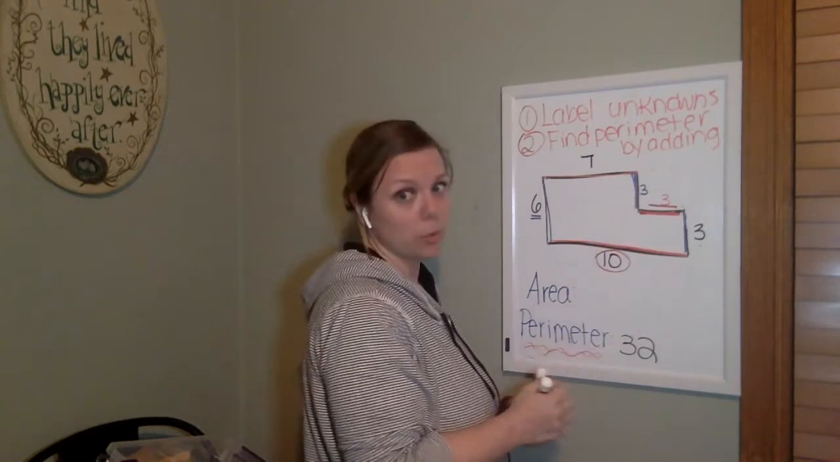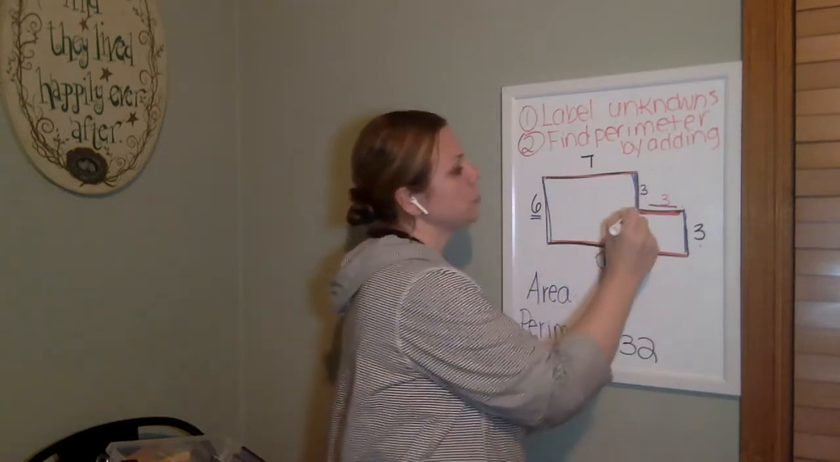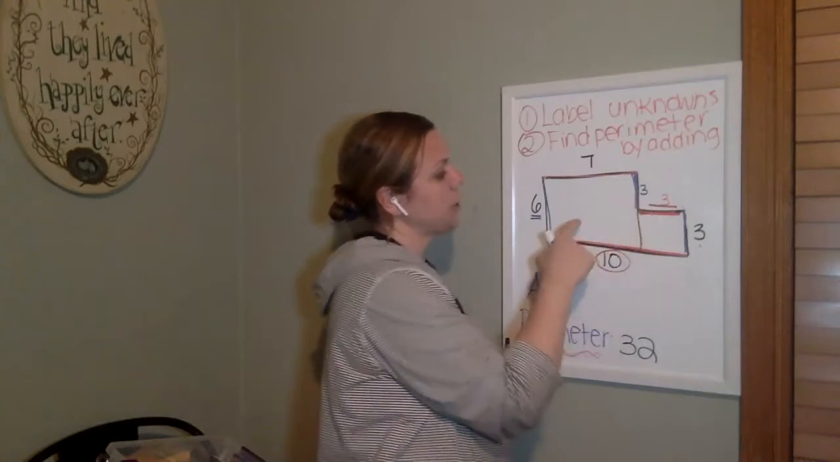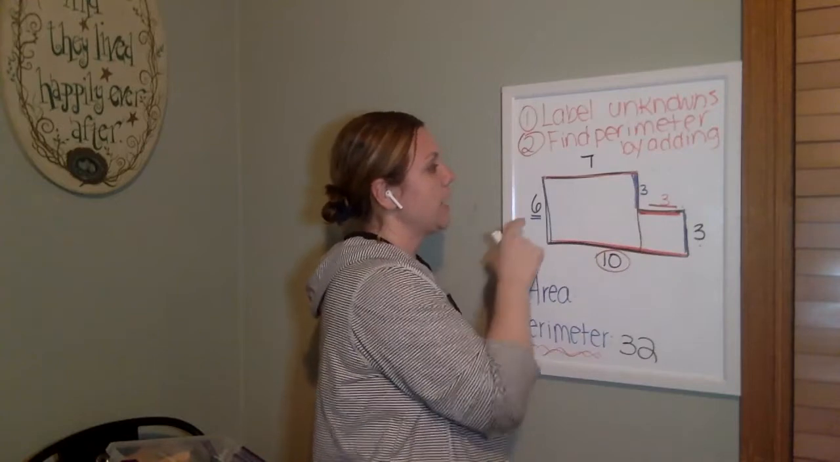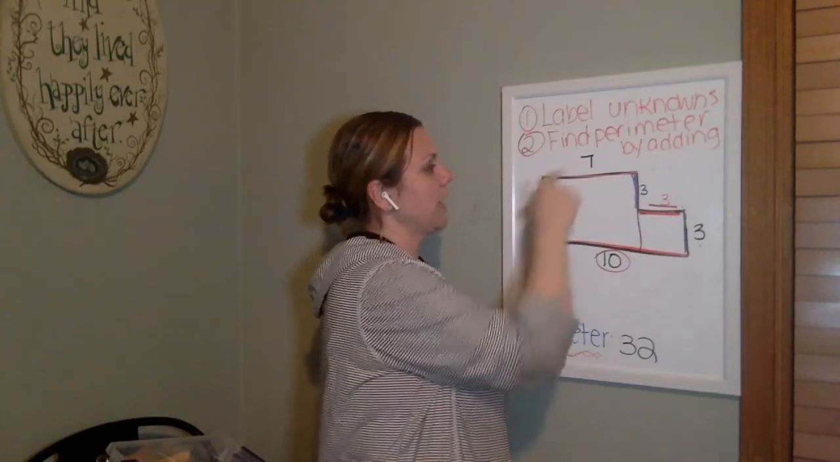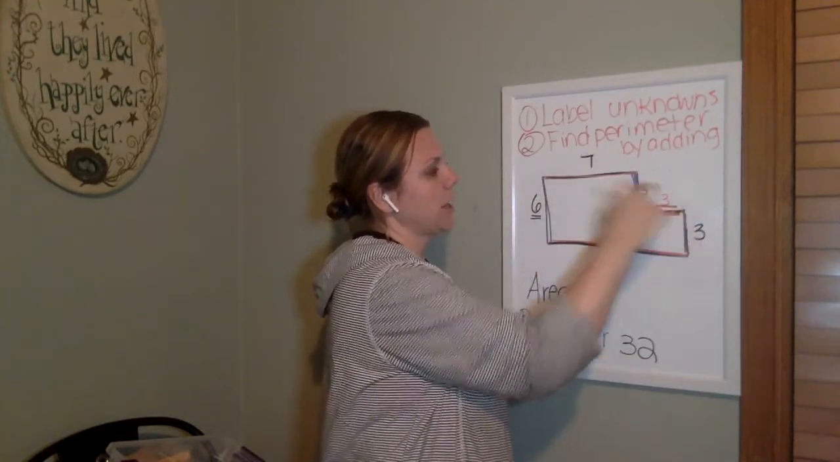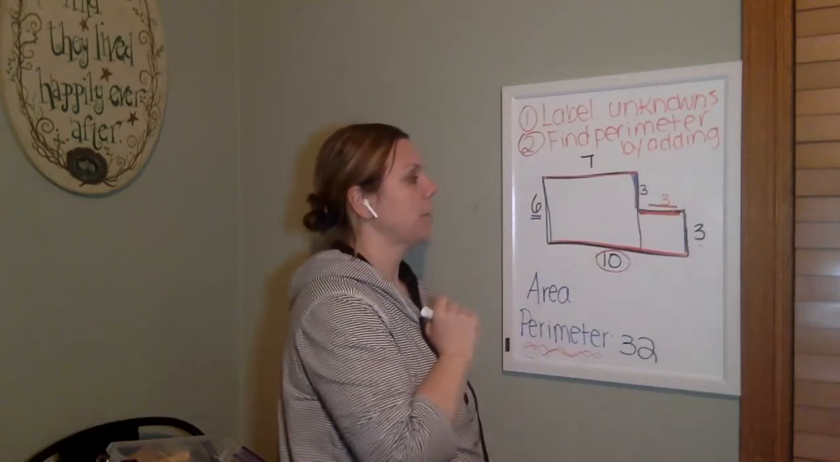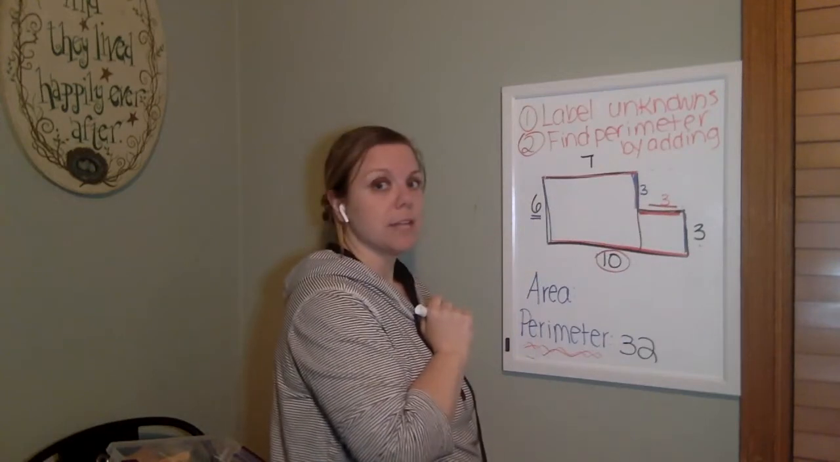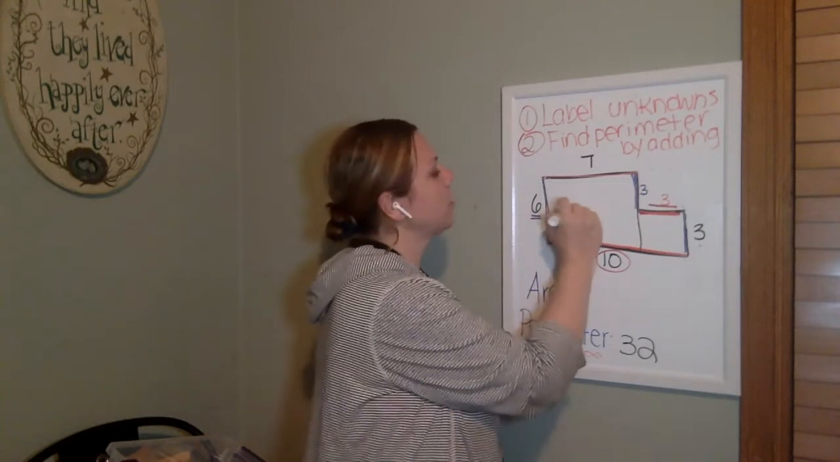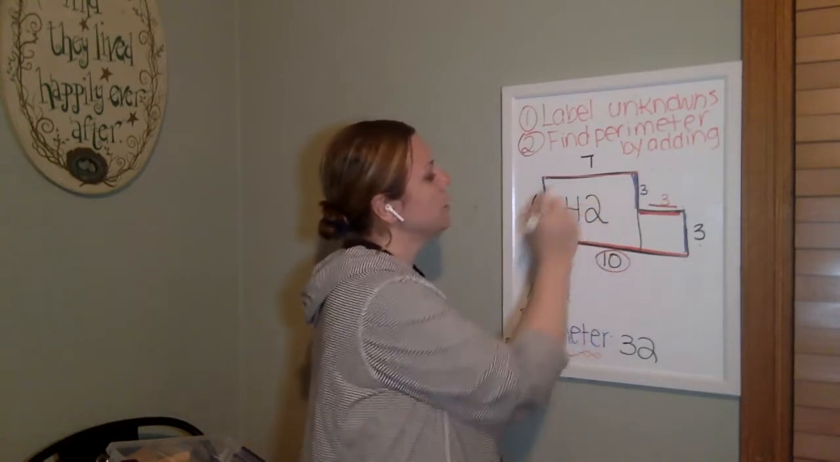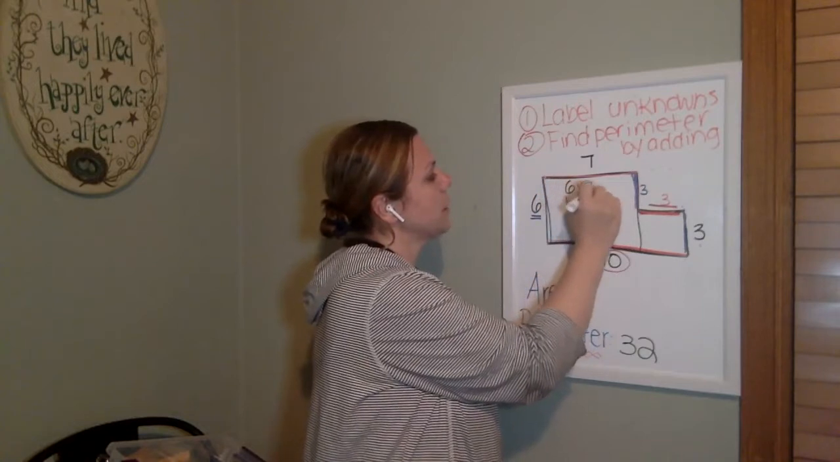There's more than one way that you could do this. I'm going to choose to do it this way to make it into two normal size shapes. Now I can easily figure out the area of one and the area of the other and add them together. I know that 6 times 7 is 42. I hope you said that at home. So I know that 6 times 7 is 42.